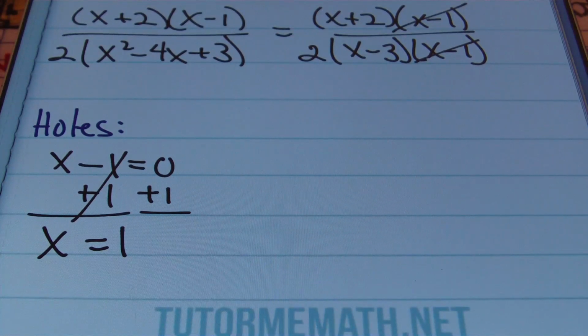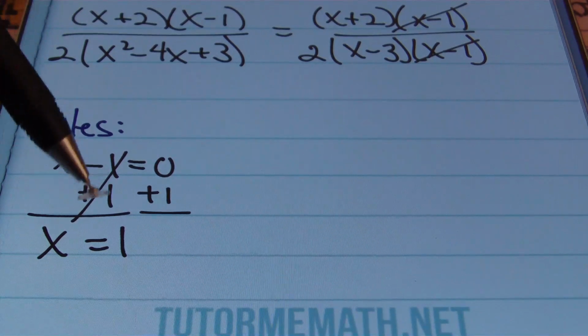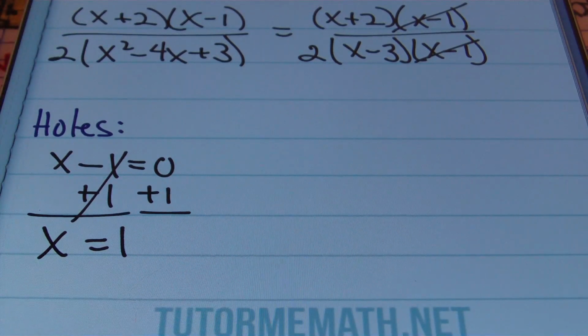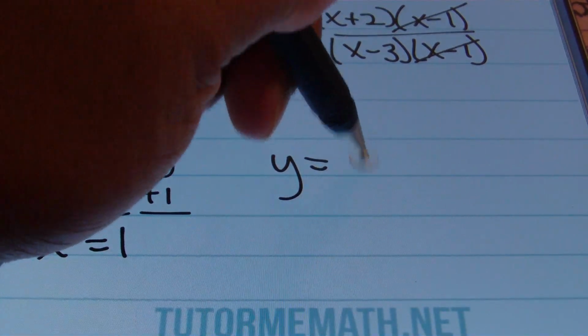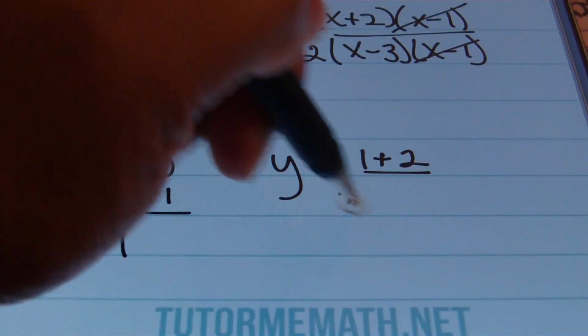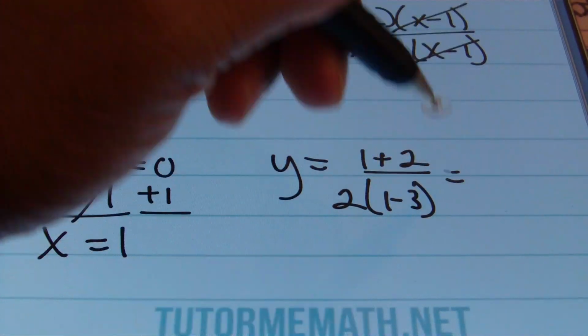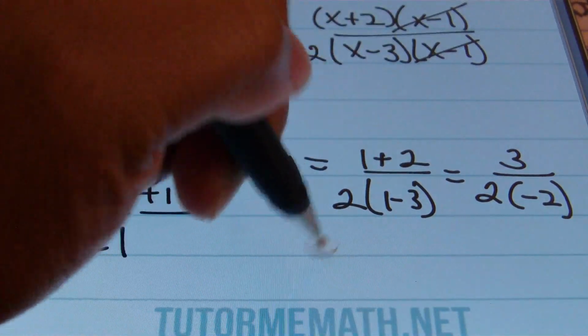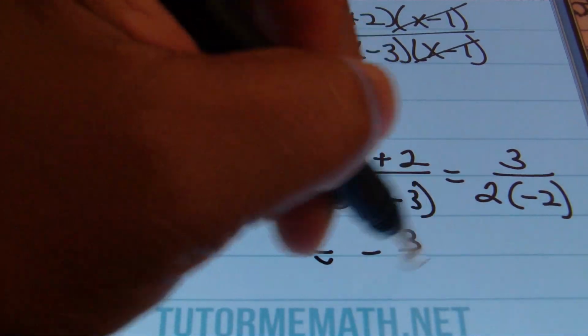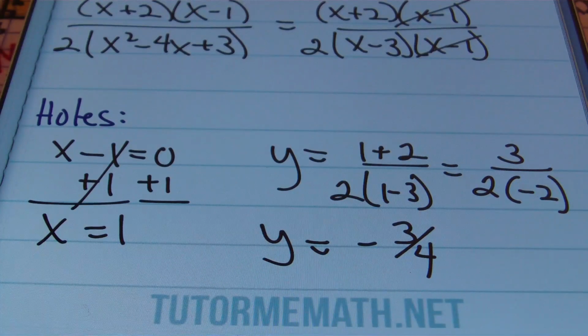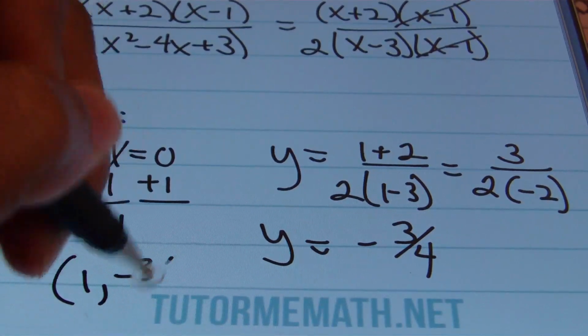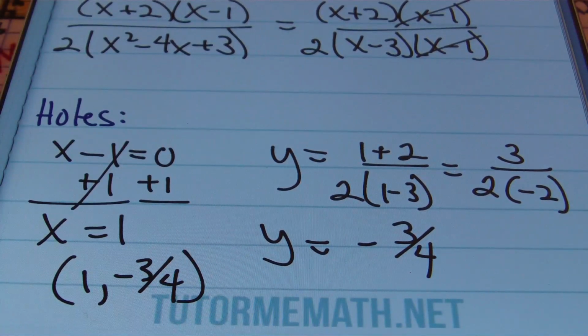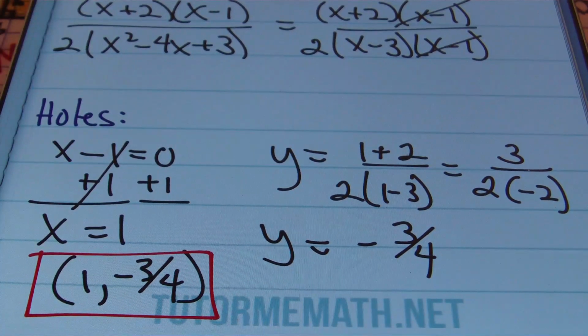That's going to be the x value of the ordered pair for the hole of this rational function. So we'll plug 1 into the simplified form of our function here, and that will give us our value of y. Plug in 1 for x, right? So you'll have (1 plus 2) divided by 2 times the quantity (1 minus 3), and that gives me 3 divided by 2 times negative 2. So we end up with a y value that is negative 3/4. The ordered pair for our hole is going to be (1, -3/4), and you guessed it, here comes a red box. Red boxing it.